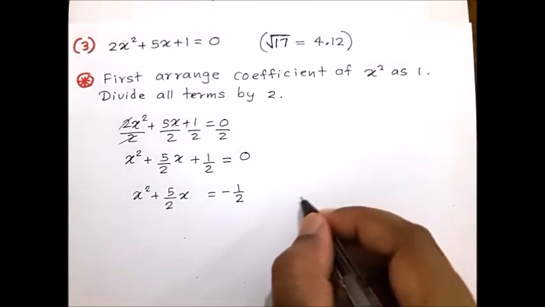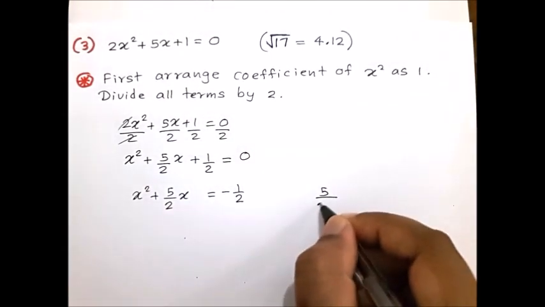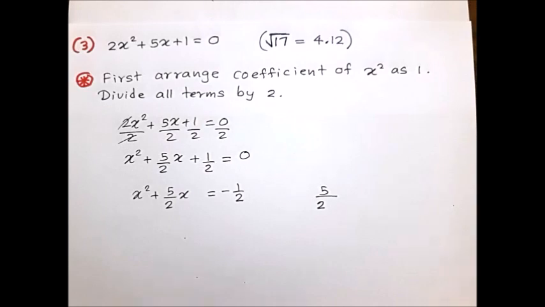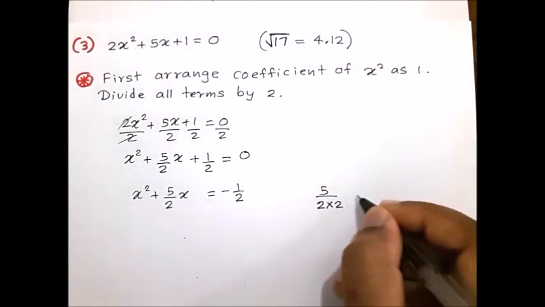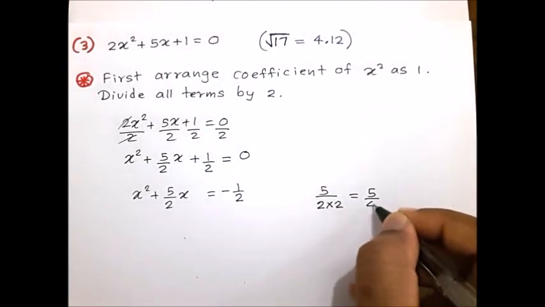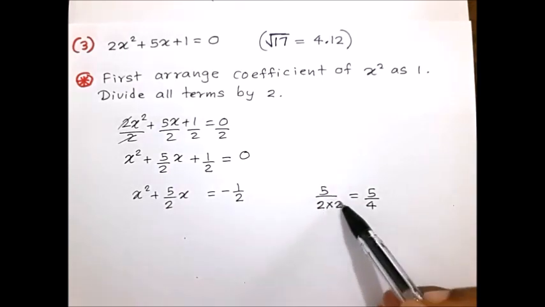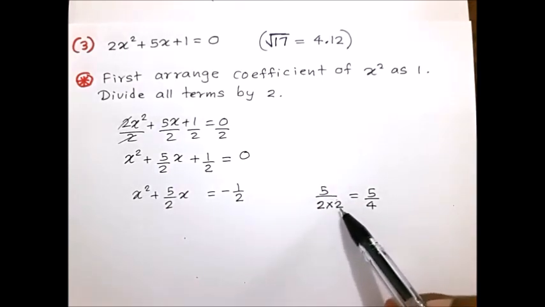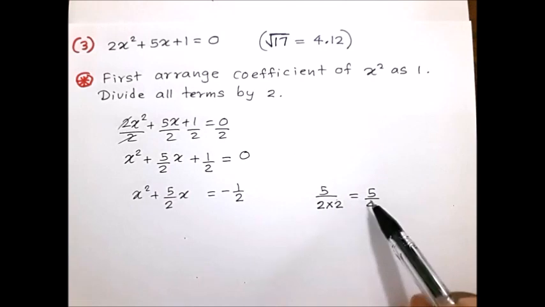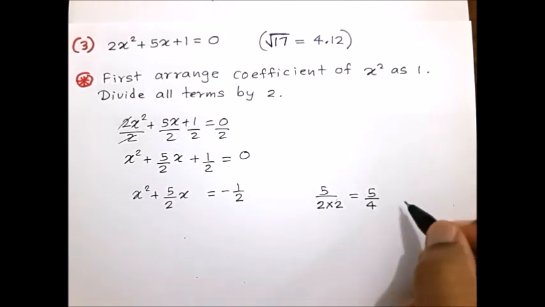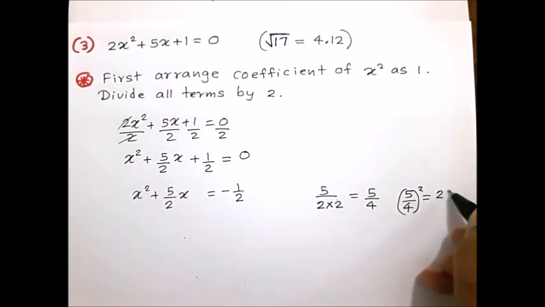Then divide the coefficient of x by 2. I am going to divide the coefficient of x by 2. 5 over 2, divide by 2. It is 5 divided by 4. 5 divided by 2, again divide by 2. You have to write this one in the numerator place. Then it is 5 over 4. Then you have to square this value. 5 divided by 4, square it. 5 to the power 2, 25. 4 to the power 2, 16.